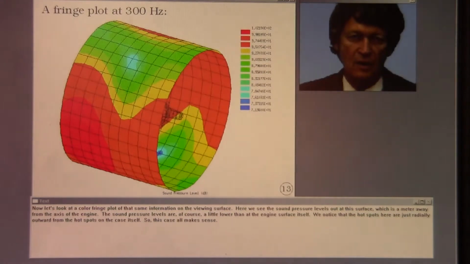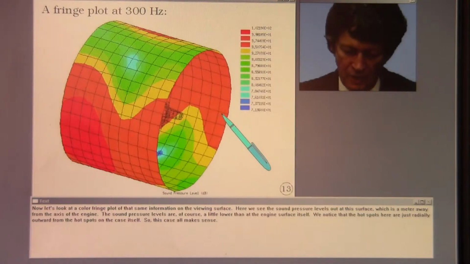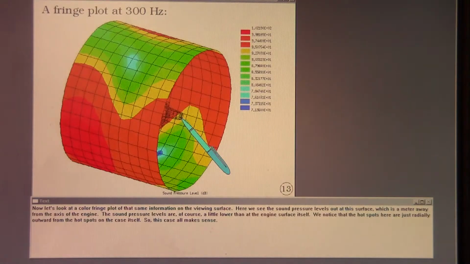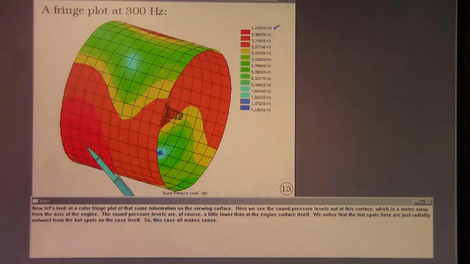Now let's look at a color fringe plot of that same information on the viewing surface. Here we see the sound pressure levels out at this surface, which is 1 meter away from the axis of the engine. The sound pressure levels are, of course, a little lower than at the engine surface itself. We notice that the hot spots here are just radially outward from the hot spots on the case itself. So this case all makes sense.